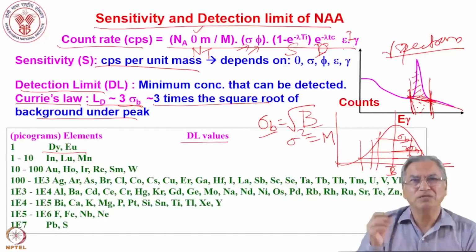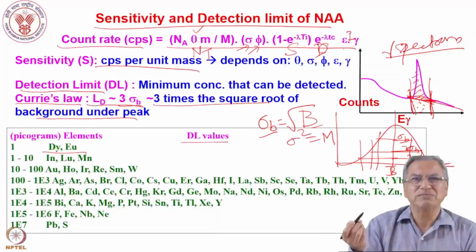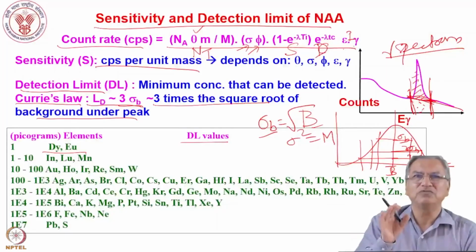There is something called the limit of quantification that is more than 3 sigma. It is actually 6 times the sigma. Then you want to quantify how much the concentration is. Here you only want to test it, you can detect it.